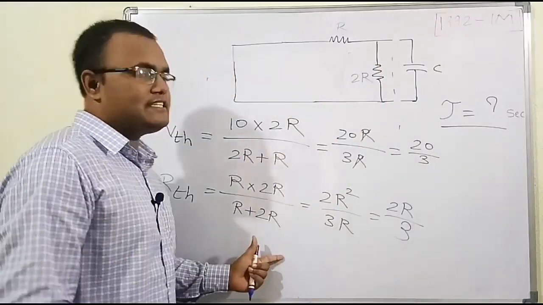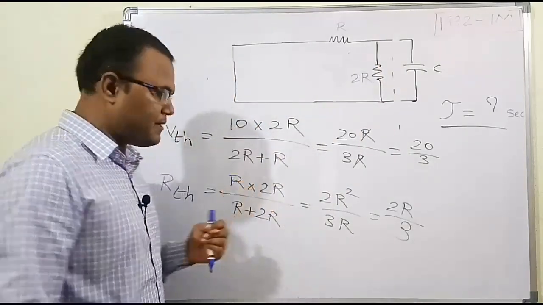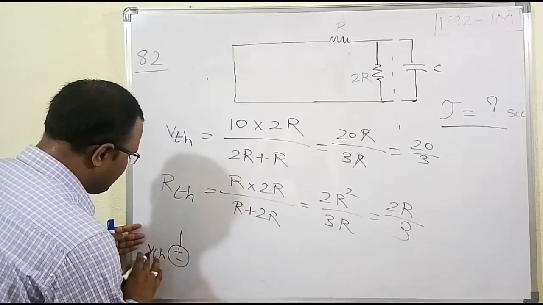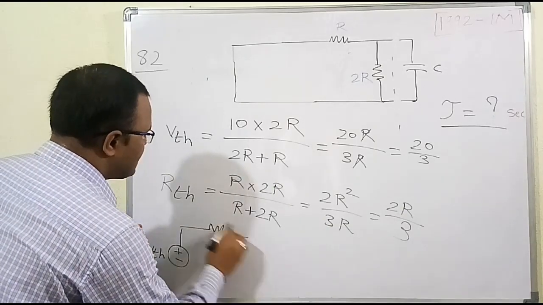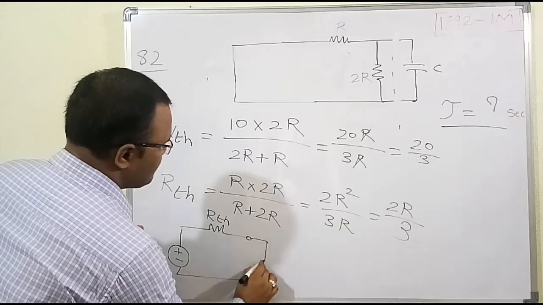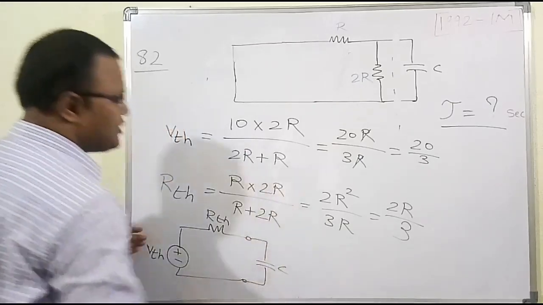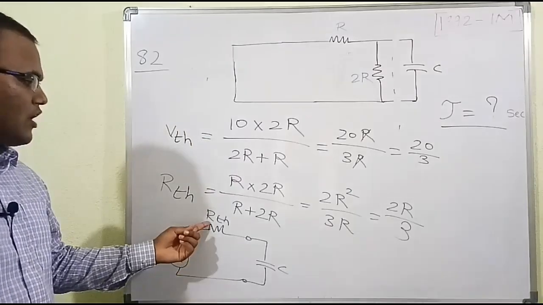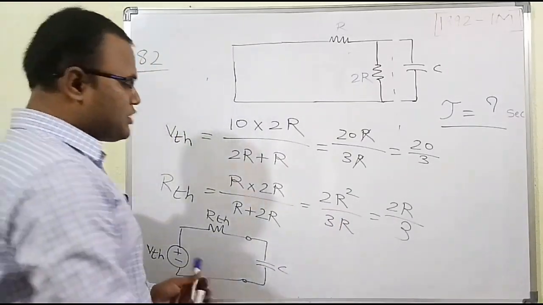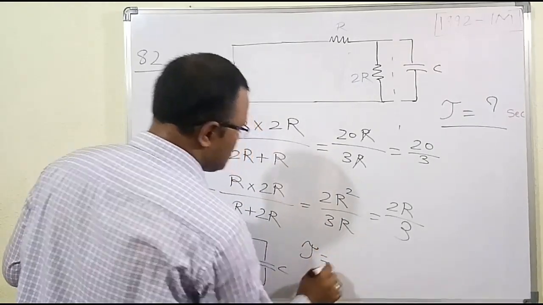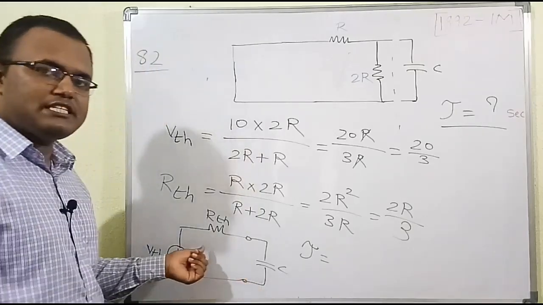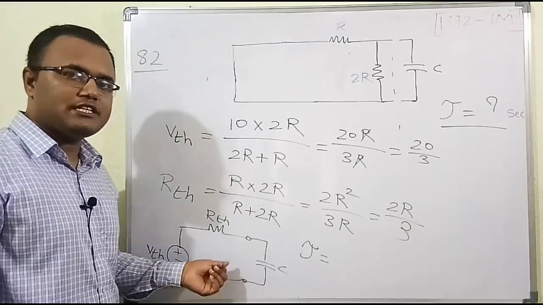Now we can easily write the equivalent circuit across the capacitor: VTH, and an equivalent RTH, and across the terminals we need to connect the capacitor. RTH is 2R by 3 and the capacitor is given as C. Now we need to find the time constant. The time constant is equal to RC. It is like a pure series RC circuit. Therefore the time constant is R into C.